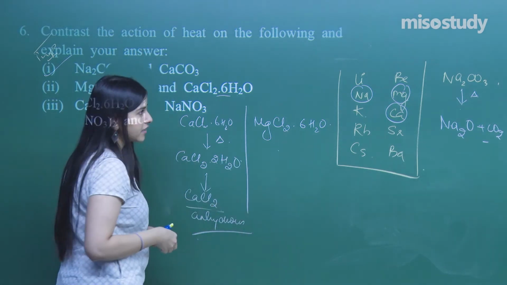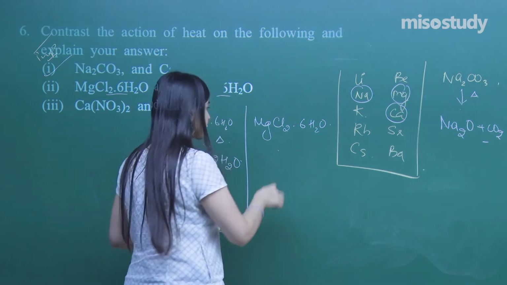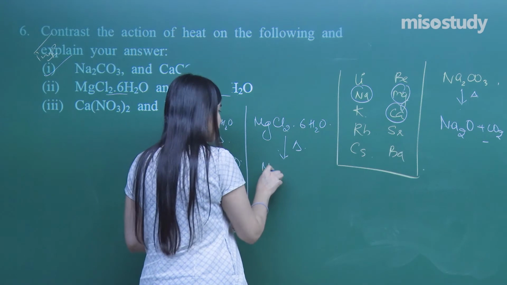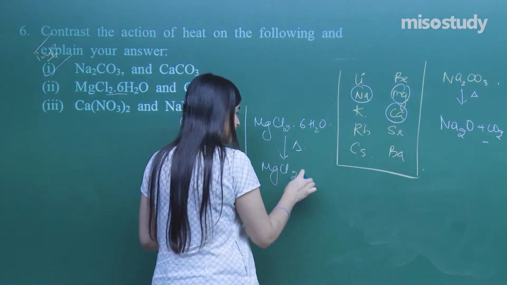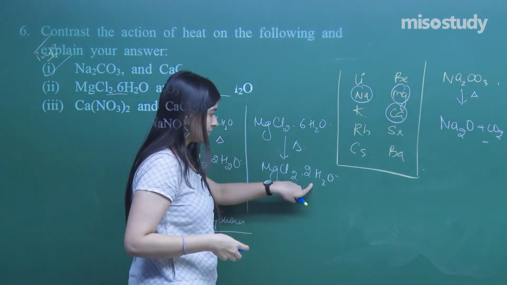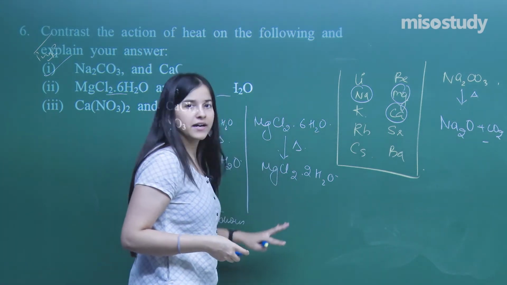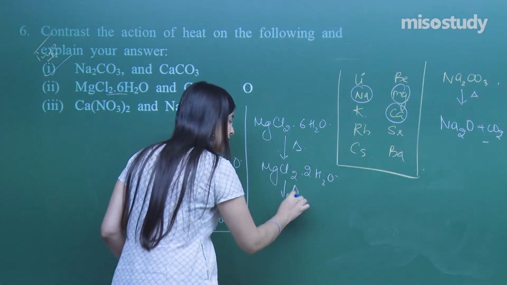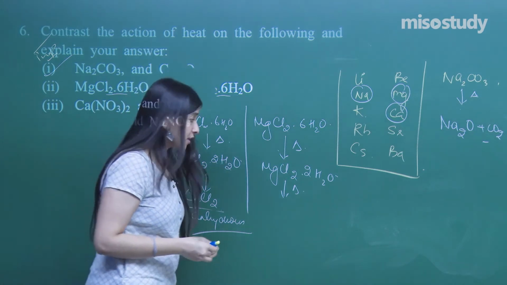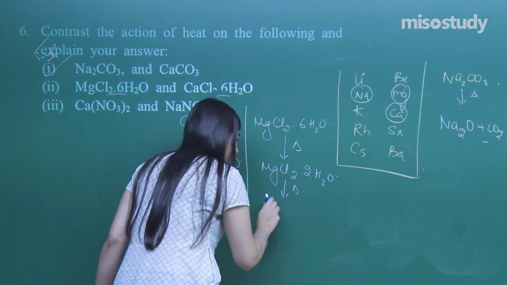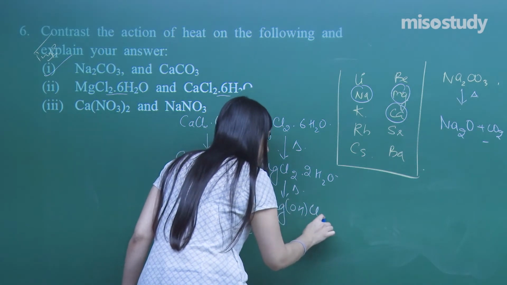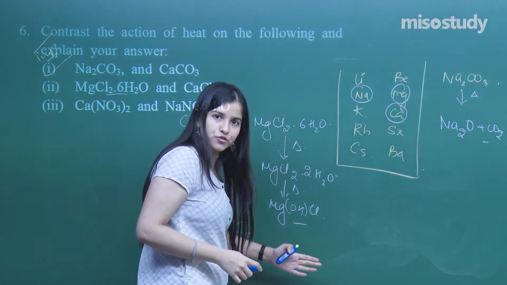Whereas in this case, again, due to the smaller size of magnesium, it faces a little difficulty in first of all losing 4 water molecules, but it does form this dihydrate. But on further heating, it does not go into the anhydrous state straight away, but what it forms is MgOHCl, right? It is a kind of an intermediate which is formed in between.